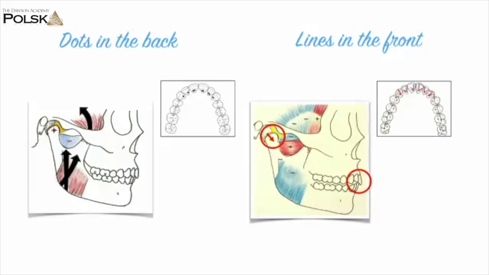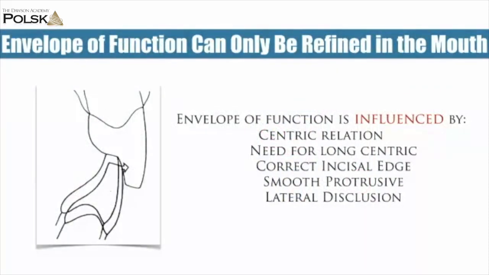And then what we also talk about is lines in the front. Lines in the front mean that we have sufficient contour and position of the anterior teeth that allows us to have disclusion of the posterior teeth. Anterior teeth in the proper position with the proper contour are how we protect the back teeth, and it allows us to have stability within the system.